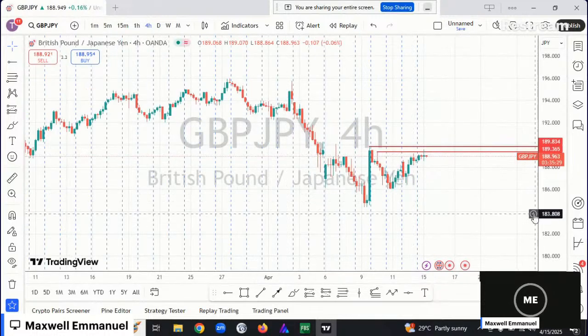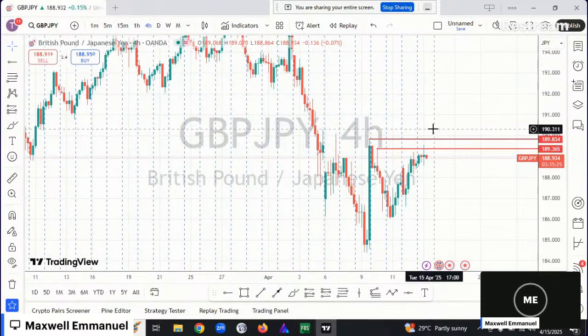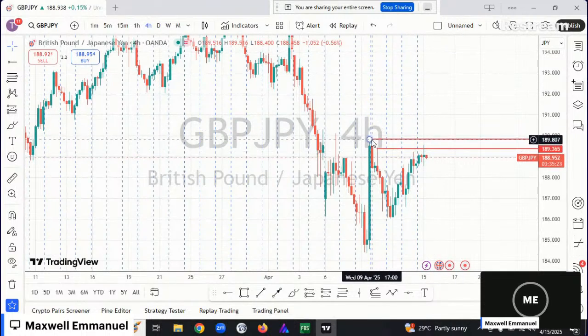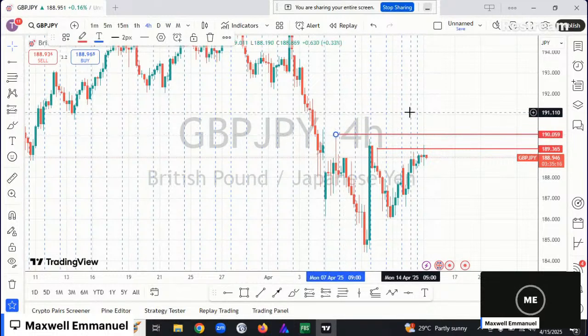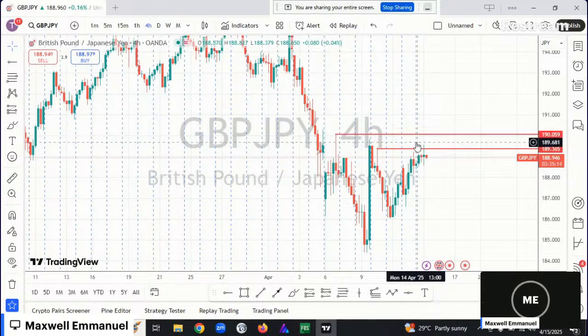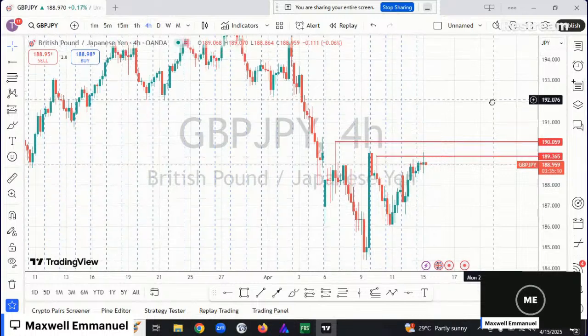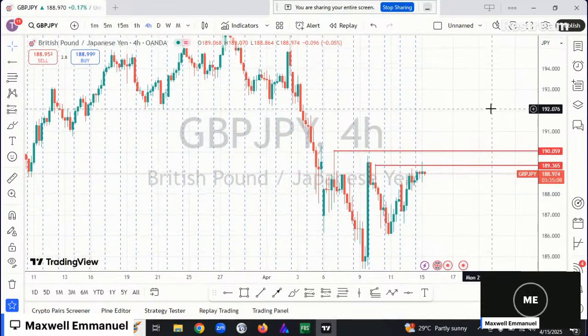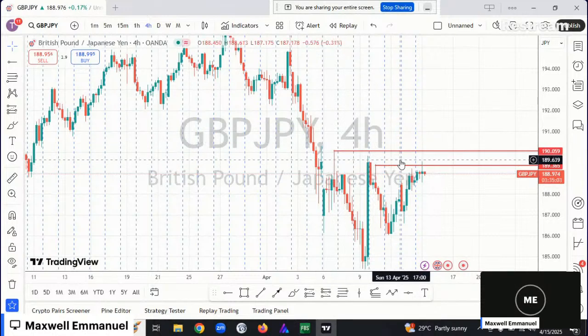Patiently wait for price to break out and test this high, this previous high. You could even test this one, so you can see this previous high. These are the areas you should consider selling GJ.